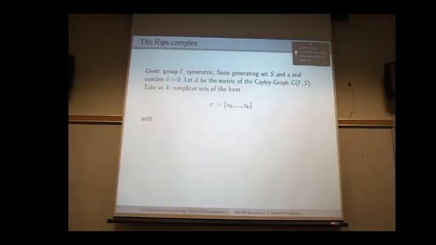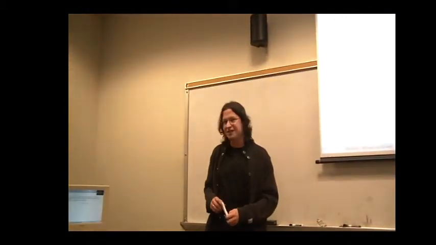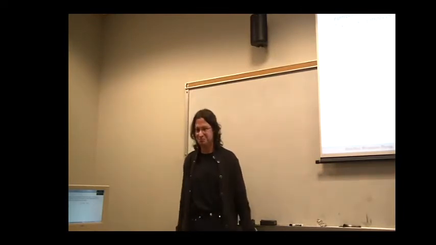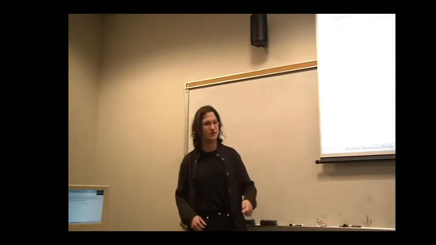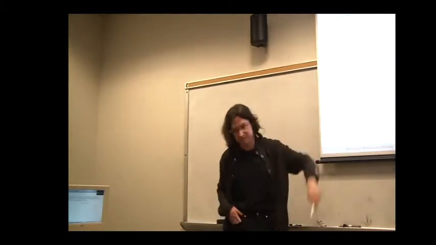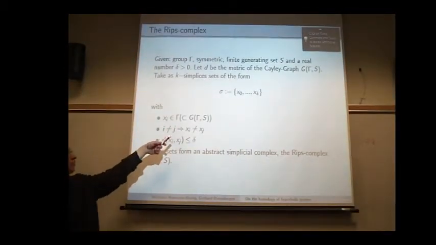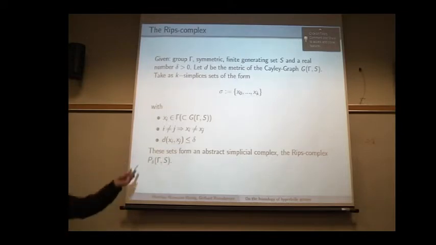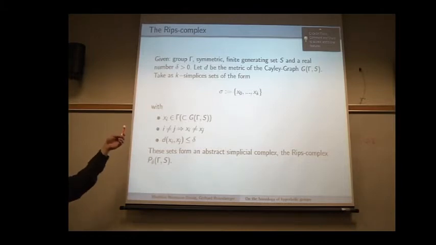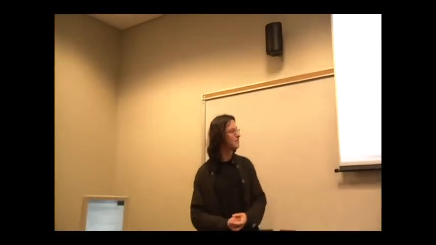Whatever. Perfect. So I need the Rips complex. The Rips complex, again, this delta doesn't have anything to do with delta-hyperbolic. It just happens to be the same letter historically. That's why we use it here too. That's kind of bad for this talk, really. Okay. The Rips complex is an abstract simplicial complex. It simply says we take subsets of group elements. We don't want to have the same element twice in one simplex. And what we do want is that if two group elements are in a simplex, then their distance in the Cayley graph should be at most this delta. Taking all these sets gives us an abstract simplicial complex, and this complex has some nice properties.